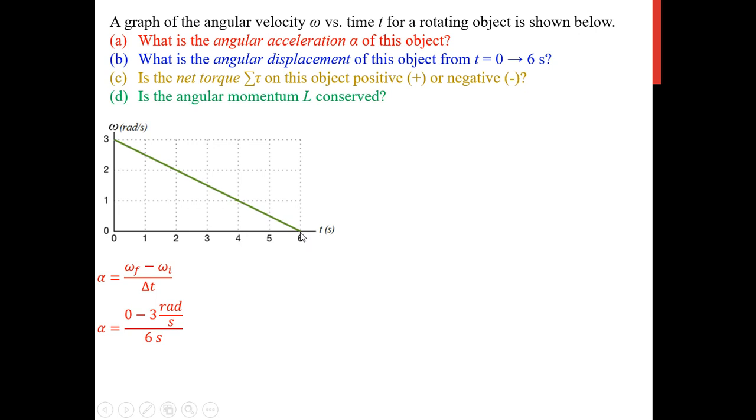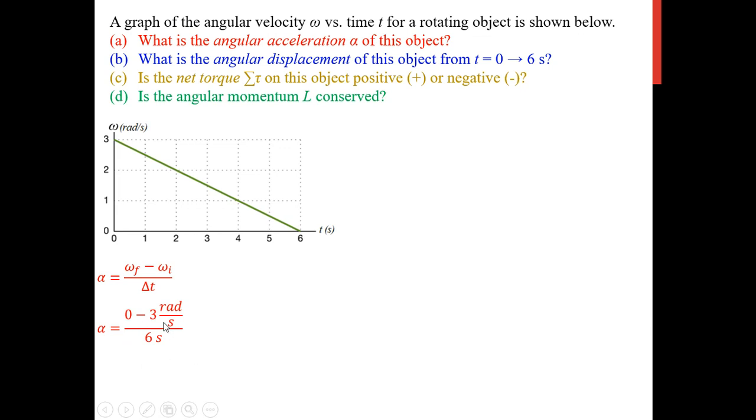The angular velocity, or angular speed, here is 0 because it lies on the horizontal axis. And if we trace our graph all the way back to 0 seconds, you go up, and the initial angular velocity here is 3. So omega f, as I have in the statement, is 0, and minus omega i, which in this case is a positive 3 rad per second.